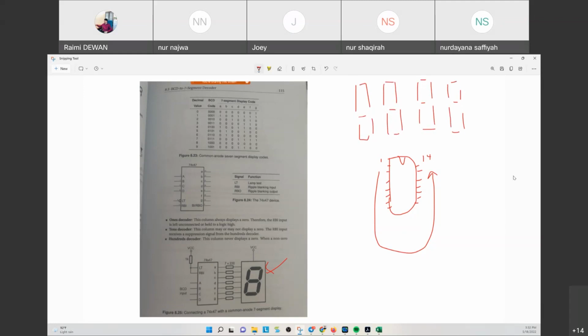So in this case, the RBO and RBI are needed because we are going to cascade them. Means we need another one. We're going to connect them like this. For example, this will be connected.